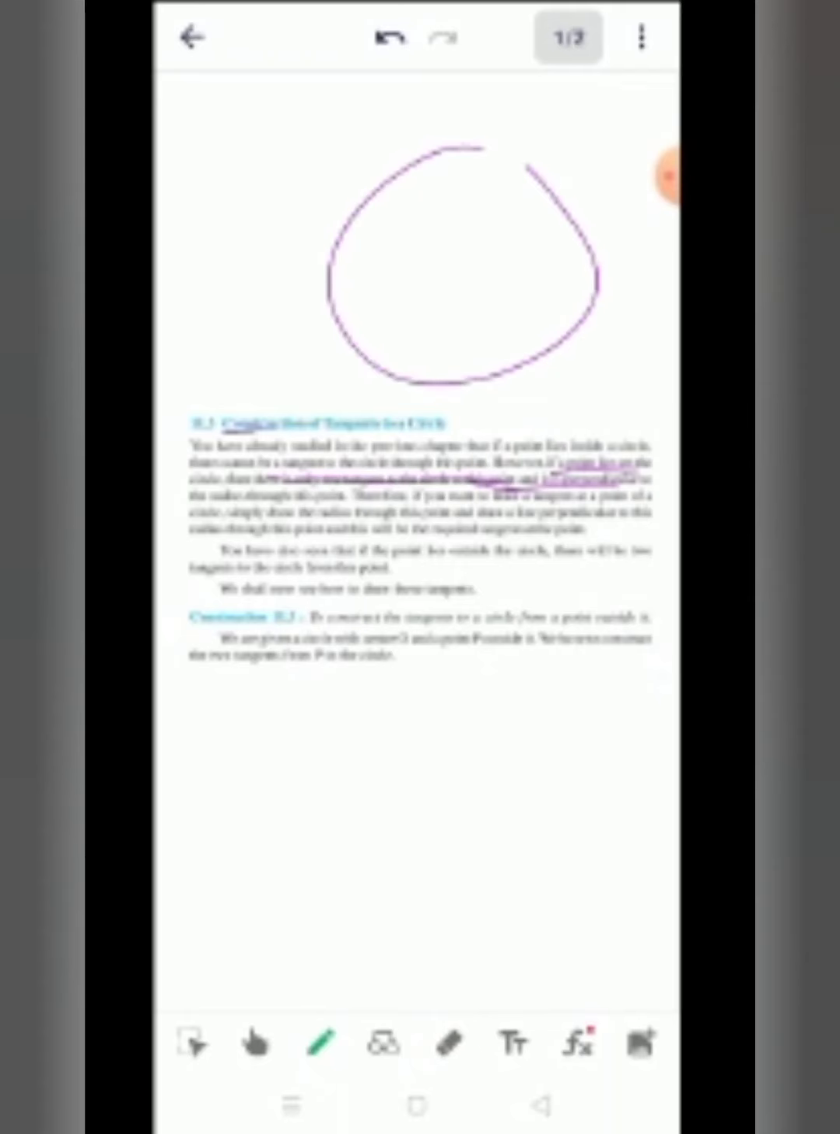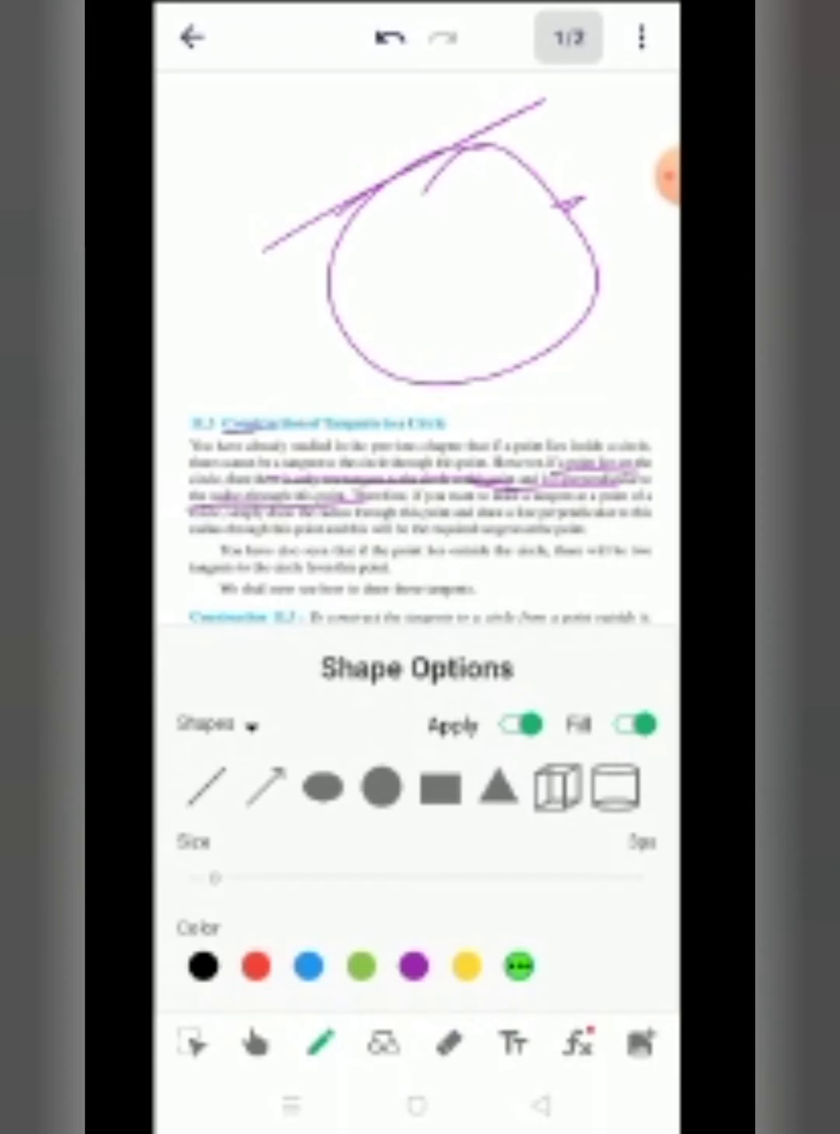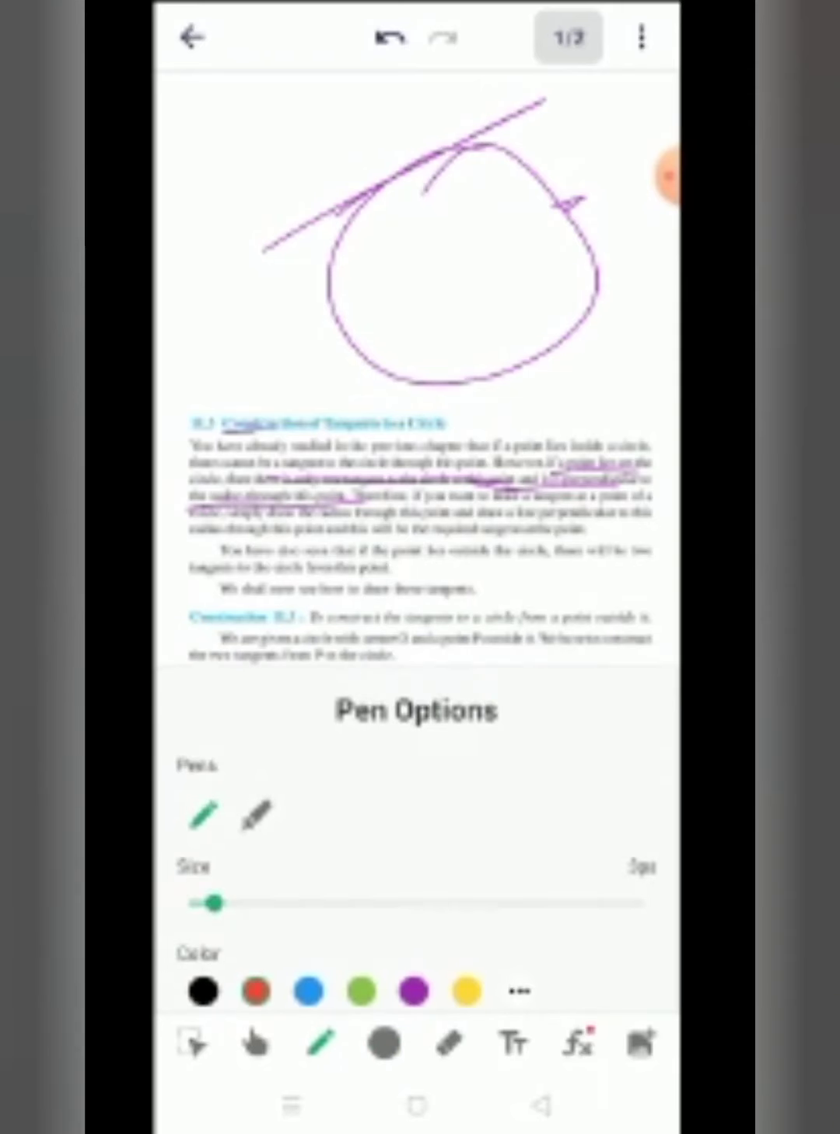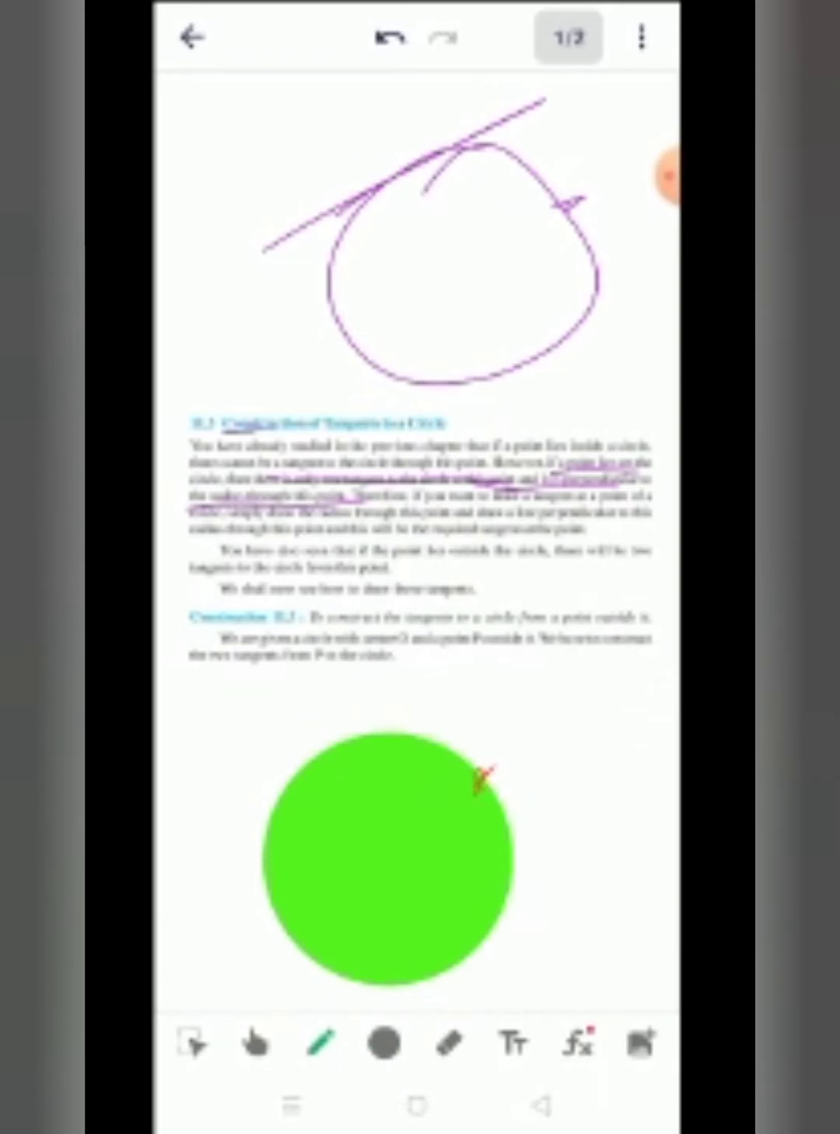If the point lies on the circle like this, then there can be one tangent to the circle, and it is perpendicular to the radius to this point. The tangent should be perpendicular to the radius to that point. You see here, suppose this is a circle and I have one point here. Then the tangent from this point should be perpendicular to the radius to this point, and there should be only one tangent from this point.